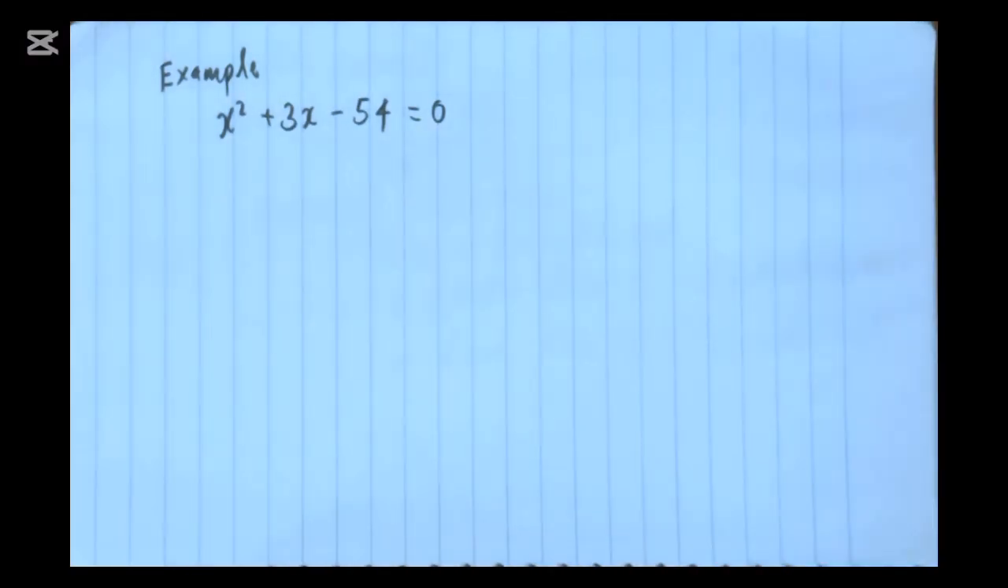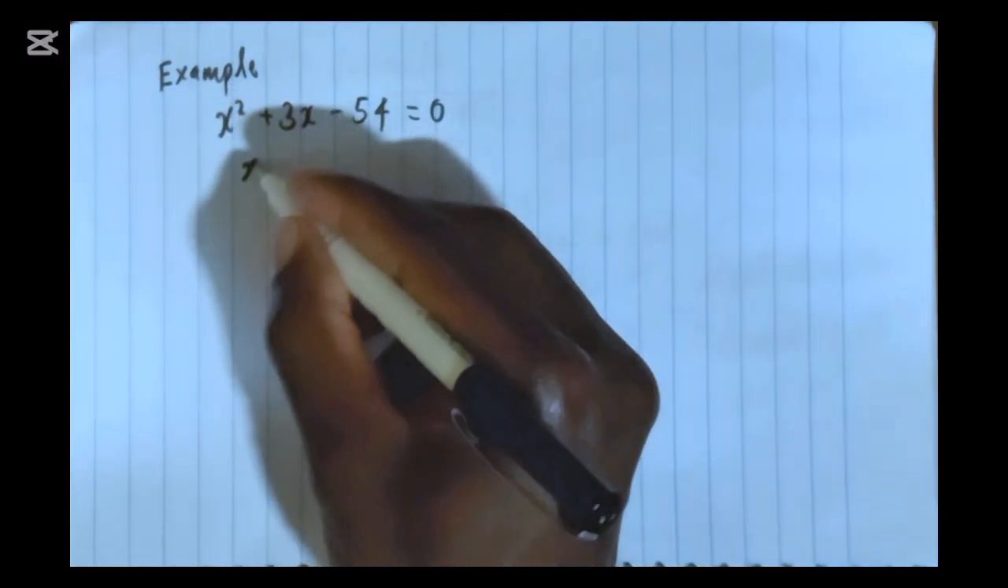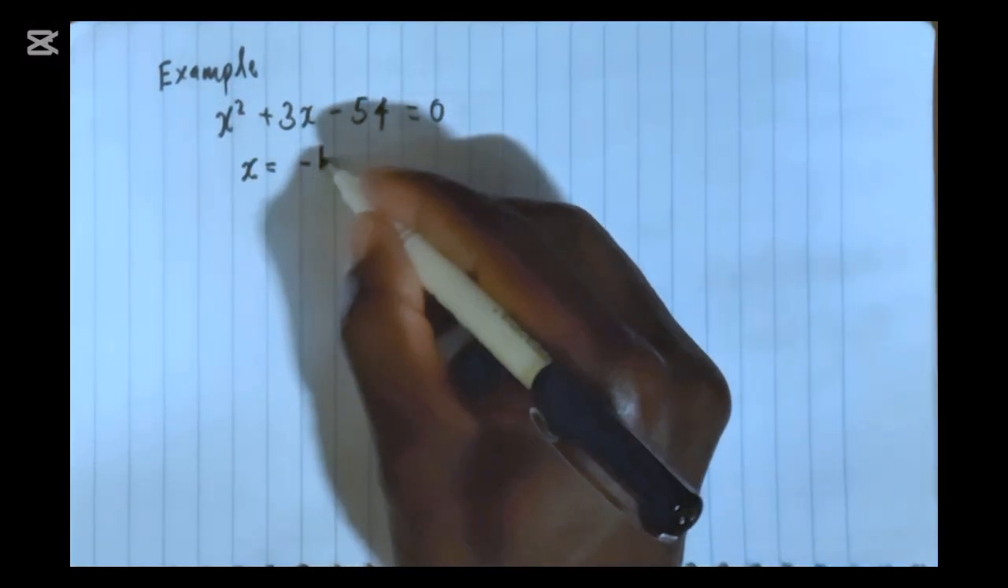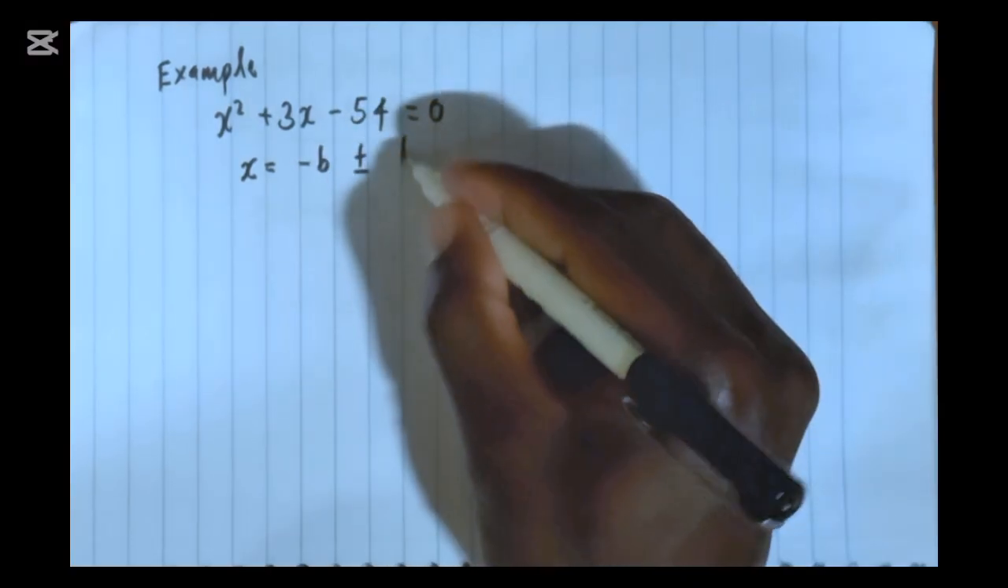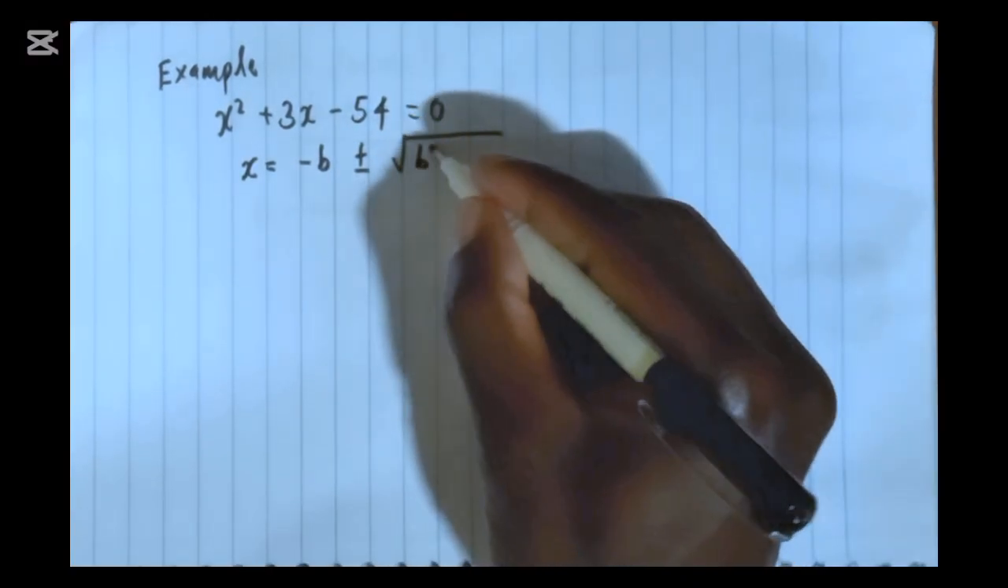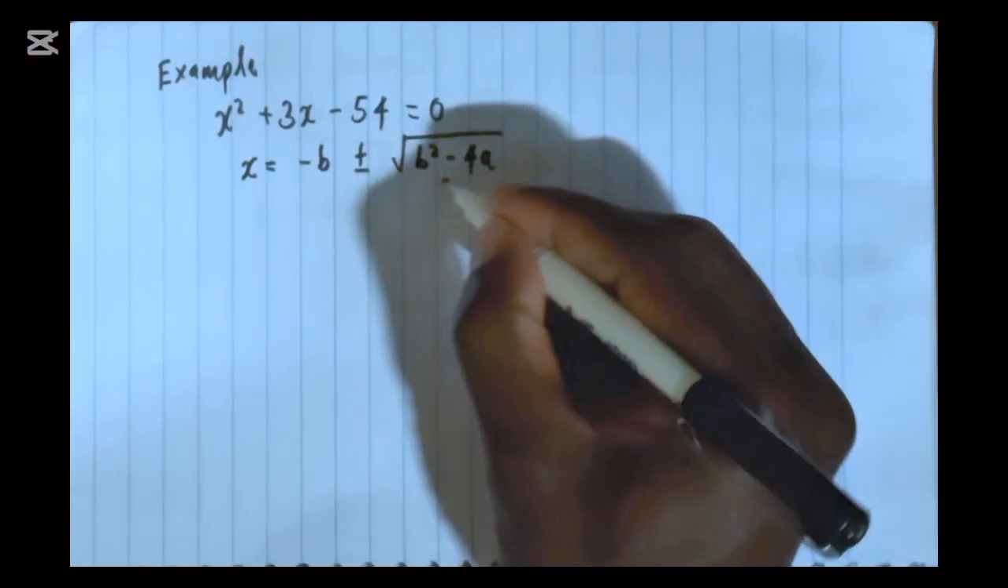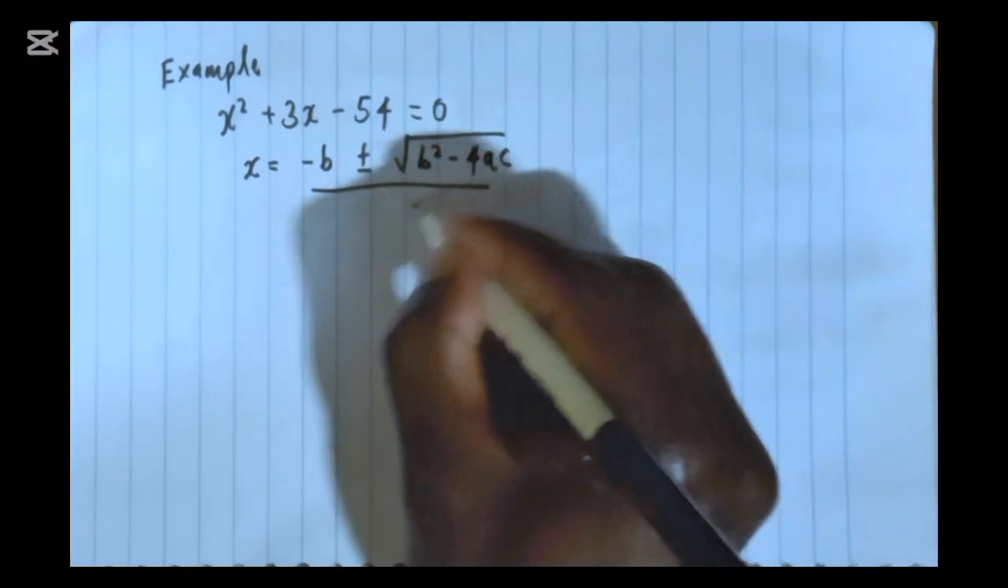Awesome. So in our first example, we have x squared plus 3x minus 54 equals 0 as our quadratic equation. We're supposed to solve it using the quadratic formula, which we have already stated is x equals negative b plus or minus the square root of the discriminant, which is b squared minus 4ac, all over 2a.